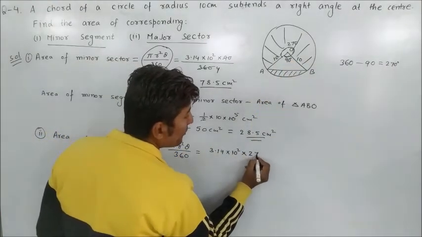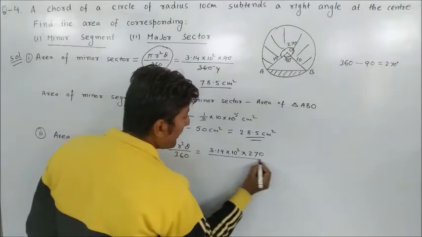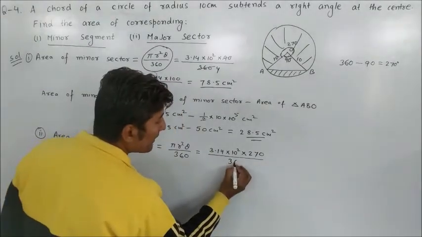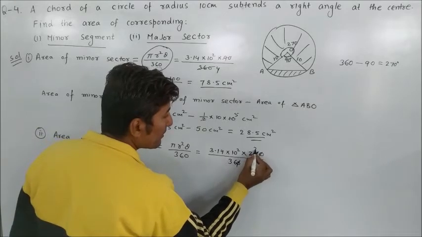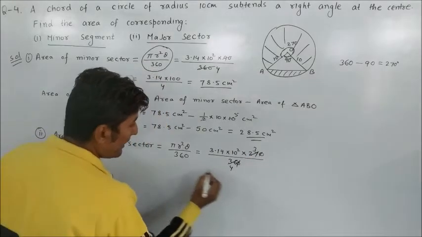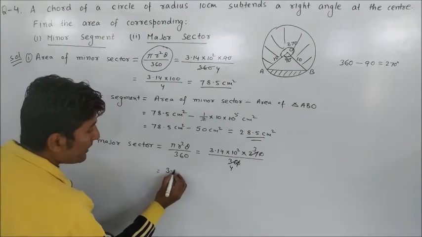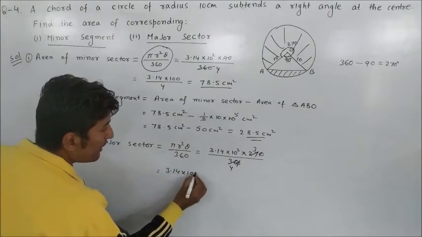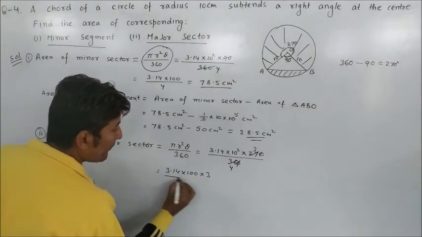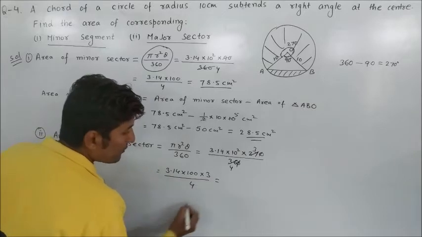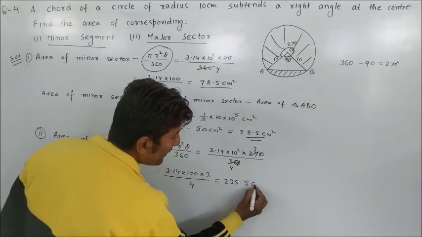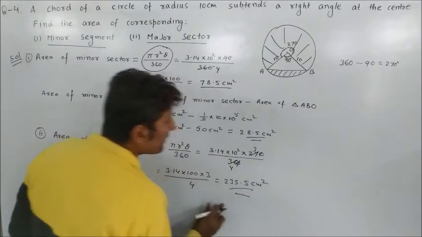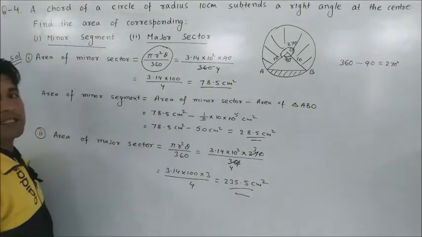So I have written here 270 divided by 360. Zero, zero cancel. Now here 9 4s are, and here we can write 3.14 into 100 into 3 divided by 4. After solving this one, we will have 235.5 centimeter square. So this is the final solution of this question.